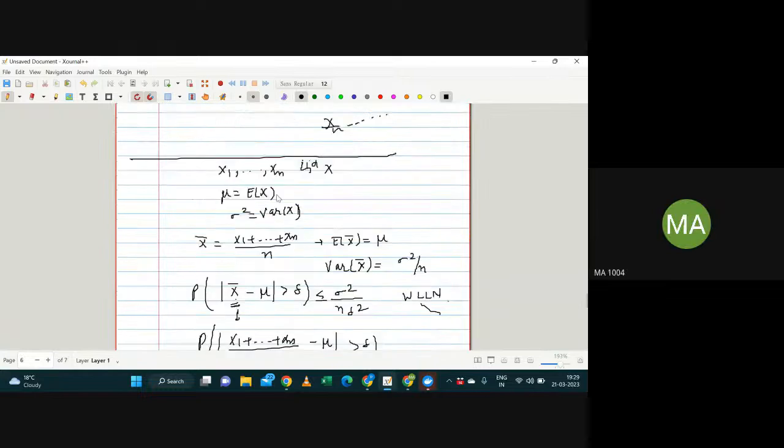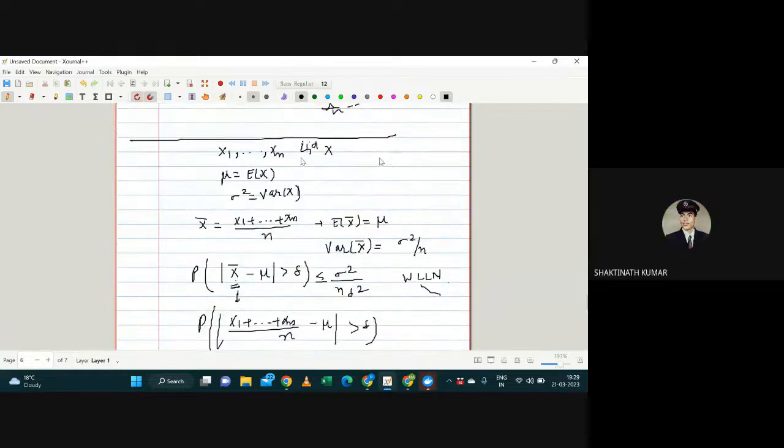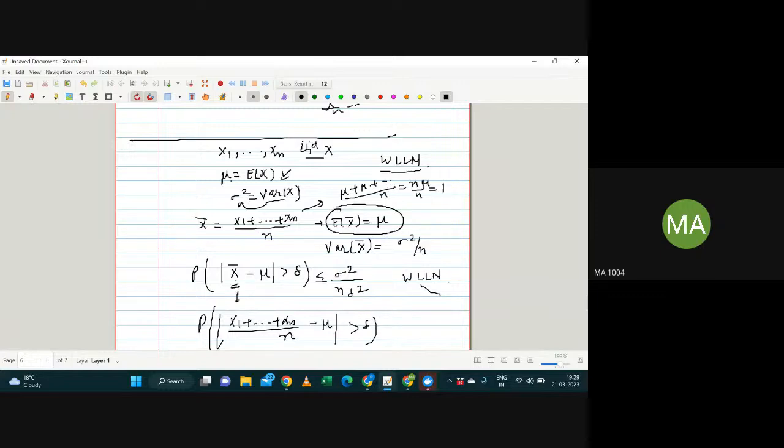Let me clear this one thing. What does the weak law of large numbers say? If x1, x2, xn are IID x, with expected value of x is mu, variance of x is sigma square. So what is x bar? X bar will be x1 plus xn divided by n. What is the expected value of x bar? It is mu. Correct? Because if you put it here, you will get n mu divided by n, you will get mu, right? What is the variance of x bar? It is sigma square by n, right?